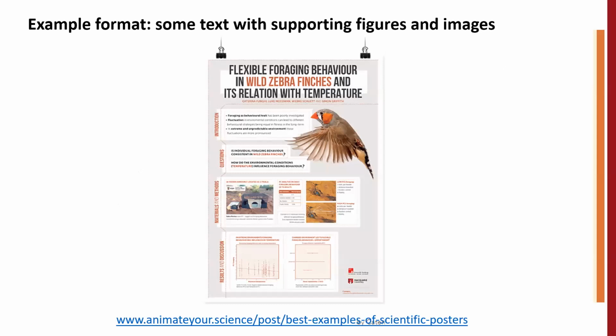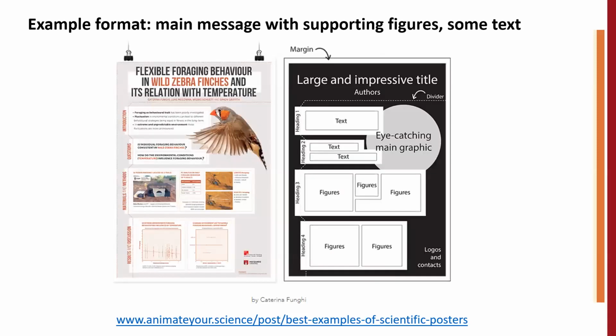So here's some examples. This is from Animate Your Science. They have some good communication tips. This is some text with supporting figures or images. Not a lot of text, and it's got that interesting visual. And so if you're going to draw this out, pencil this out, it looks something like this.